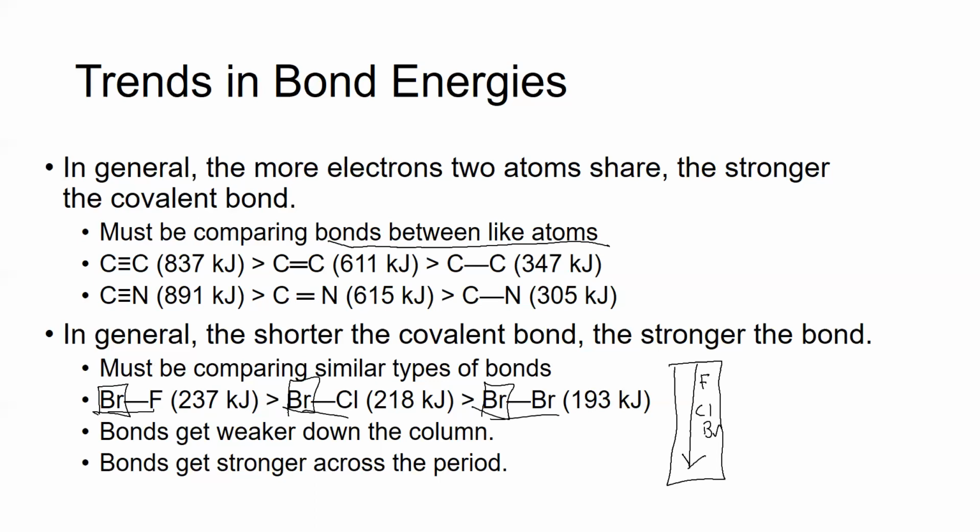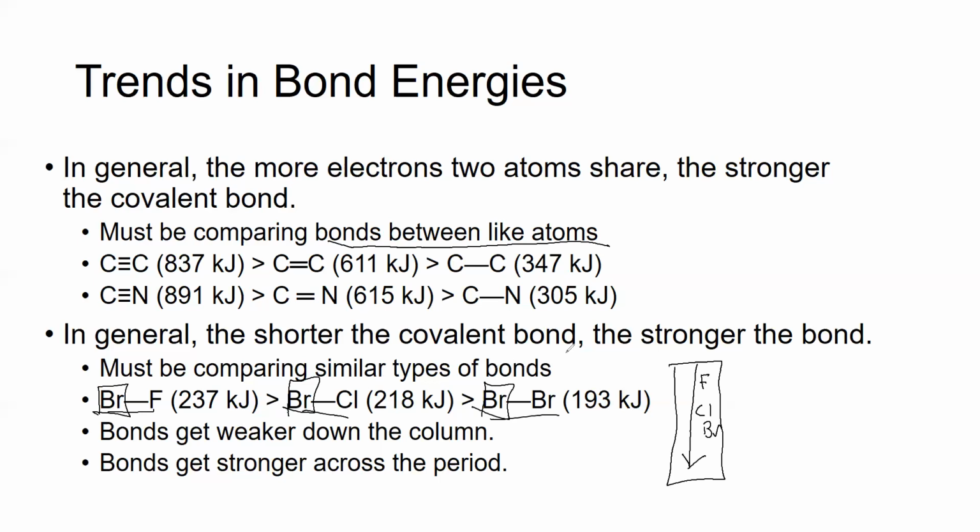So just remember, as you go down the column, bonds get weaker. And this is true if you're comparing bonds like one atom has to remain static, one atom can't change, and the other atoms can change. Then we can start saying something about bond strength.